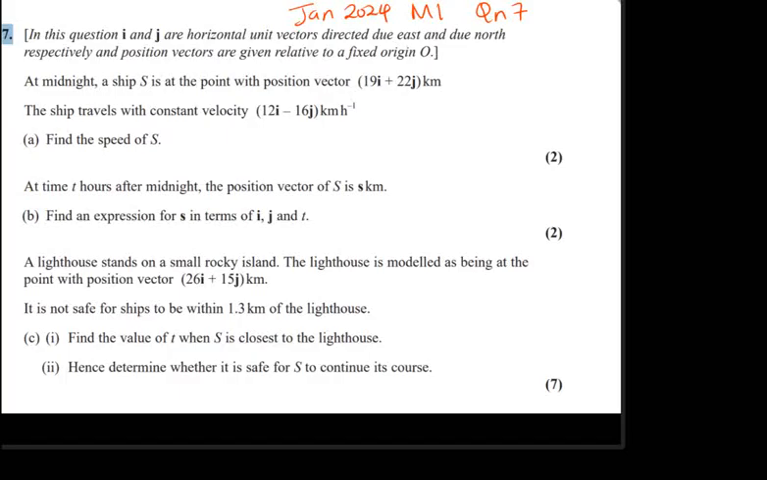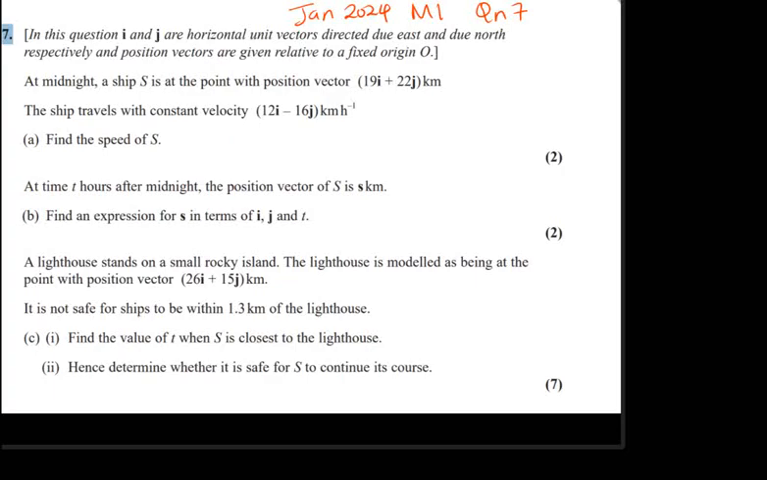Otherwise, we can start. This paper was examined in January 2024, Mechanics 1, question 7. The first instruction is always as given. In this question, i and j are unit vectors directed due east and due north, respectively, and the position vectors are given relative to a fixed origin O.